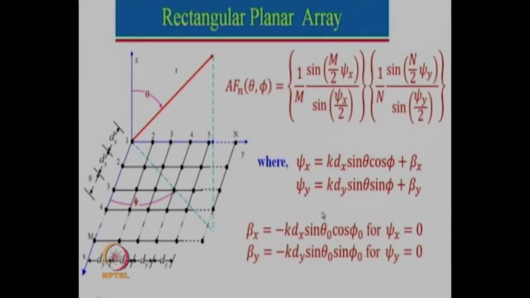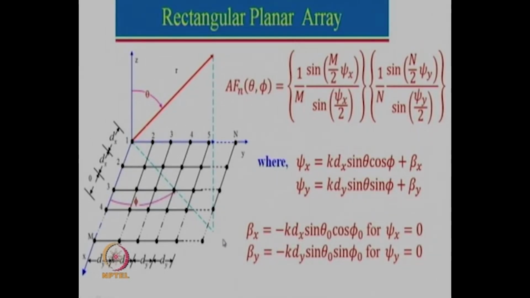Now the difference from the previous linear array and this one is actually in the terms psi x and psi y. Earlier we had only psi and we had only one axis. Here we have two axes. So for example, let us say we want to find the far field at a point r. So this particular distance is r and we take a projection along the xy plane. Since this angle is theta, when we take a projection of this on the xy plane, that projection will result in sin theta. So you can see that the term sin theta has come into the picture.